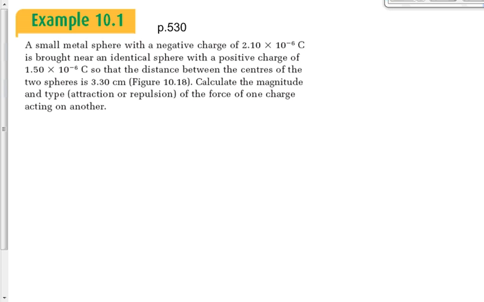Let's take a look before we leave here at one example. It's 10.1 on page 530. Here we are 3 days into the unit, our first mathematical example of the unit. A small metal sphere with a negative charge of 2.1 times 10 to the minus 6. I'm going to circle that because I'll probably forget and make it a positive charge if I don't circle it. Is brought near an identical sphere with a positive charge.